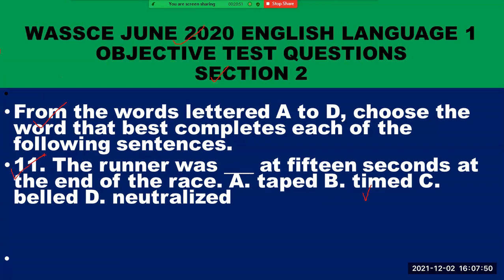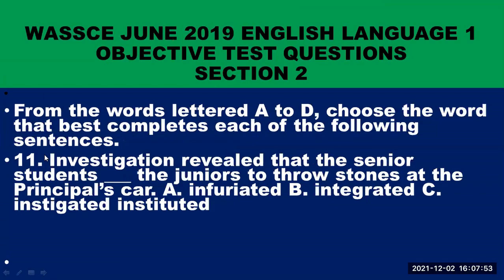All right? Okay, so let's now move on to 2019, and take note of the fact that this is WASSCE June 2019, and we are dealing with section 2, just as we did with 2020. Then the instruction is the same. From the words lettered A to D, choose the word that best completes each of the following sentences. Again, take note that the question number 11 that started section 2, 2020 is the same question number 11 that starts section 2, 2019.